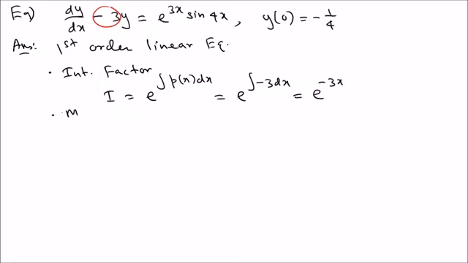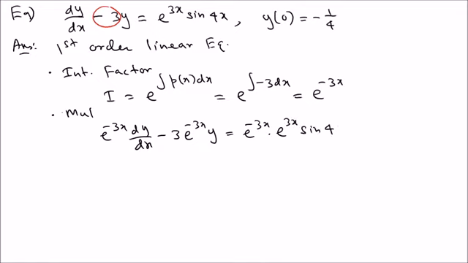Now what we can do is multiply the whole equation by that. So it is e to the negative 3x dy/dx minus 3 e to the negative 3x y equals, what do we get on the other side? It is e to the negative 3x times e to the 3x sine 4x. You can see it simplifies very well. If you simplify it properly, you're going to get sine 4x. That's the gift you get if you did that right. It simplifies very well.